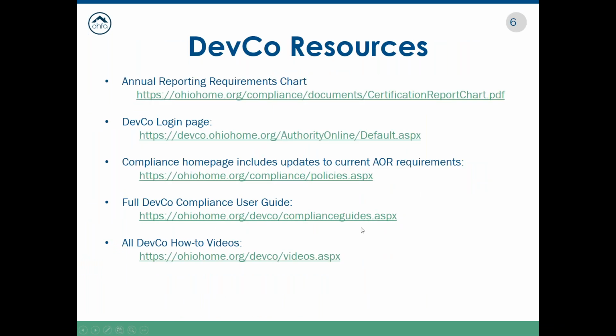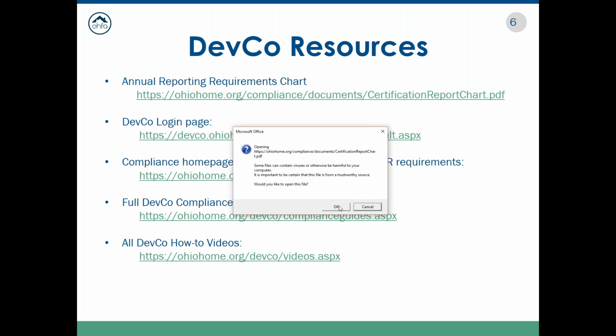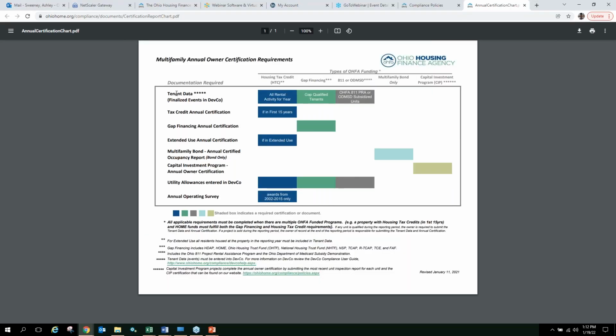Let's keep going. So next, let's talk about some DevCo resources. The annual reporting requirements chart is always a good resource for you to have. If you click here, it literally will give you all of the different requirements depending on the type of funding you have at your project, and so what is needed to be submitted and what is not. So I always think this is a good cheat sheet to have. So make sure you check this out if you have any questions about what you need to be submitting.